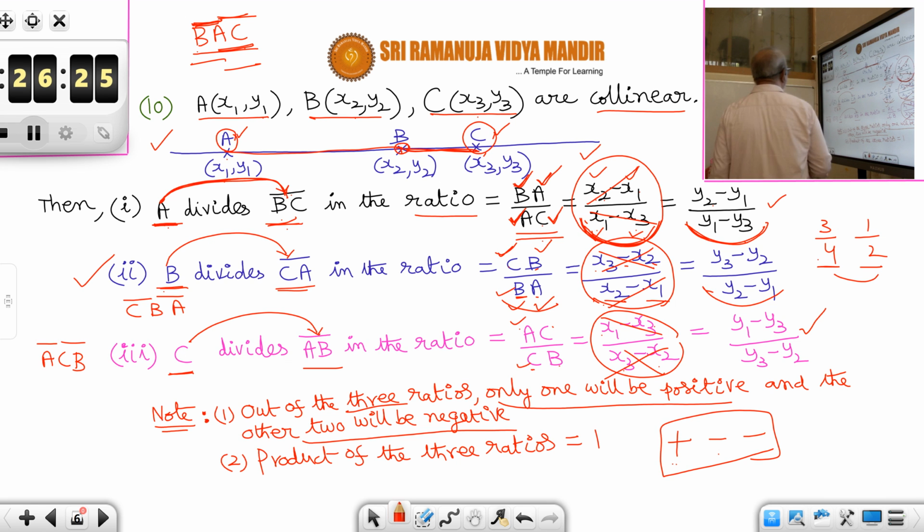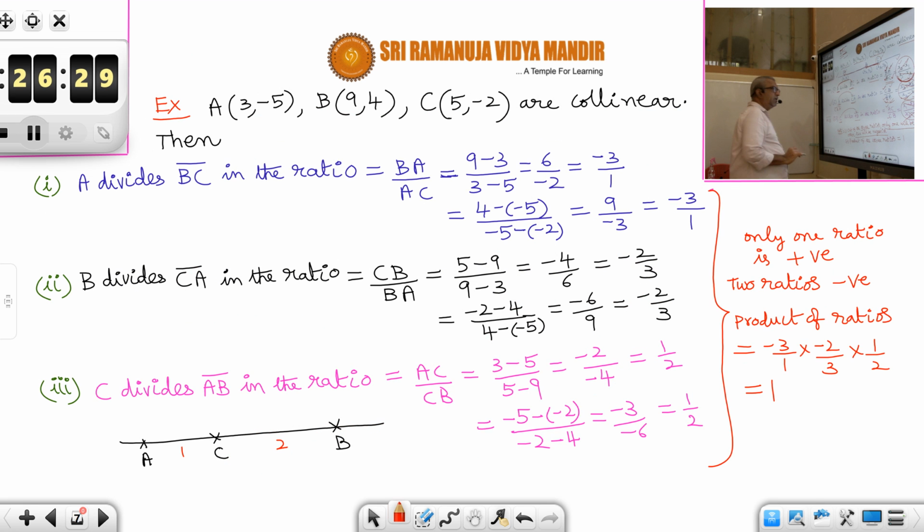So, these are two important points. On the next page, let us see an example. Example: A(3, -5), B(9, 4), C(5, -2) are collinear. I am saying that they are collinear. They are lying in a straight line. Then we want to find first, A divides BC in the ratio.